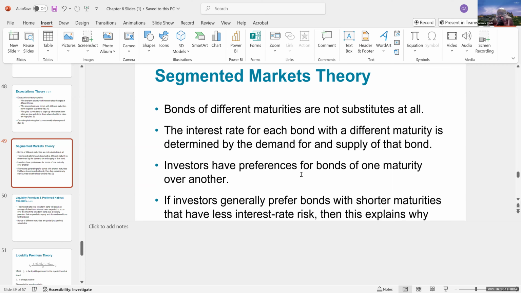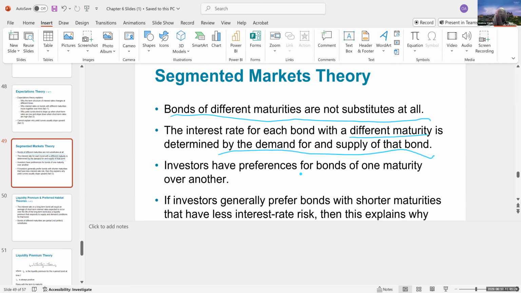The segmented market theory is basically arguing that bonds of different maturities are not perfect substitutes at all. It's like two theories that have drawn a line in the sand. One is saying that bonds of different maturities are perfect substitutes. That was expectation theory. These ones are saying, no, they're not. So the interest rate for each bond with a different maturity is determined by demand for and supply of that bond, which they kind of have a point here.